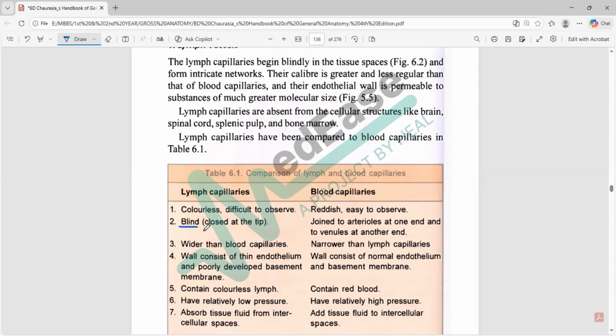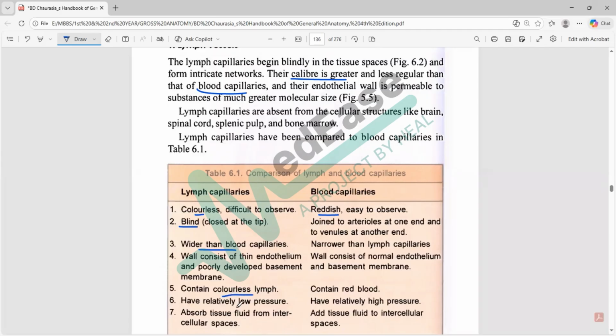Means they do not have the closure at their proximal end, they are only closed at the distal end mainly. Okay, and they will be colorless in nature, unlike the blood capillaries, which will be reddish mainly. They will be wider than the blood capillaries, they will have more caliber. As the term suggests, their caliber will be greater and less regular mainly. Moreover, they will be collecting the colorless lymph, which is the tissue fluid as well, instead of the blood.